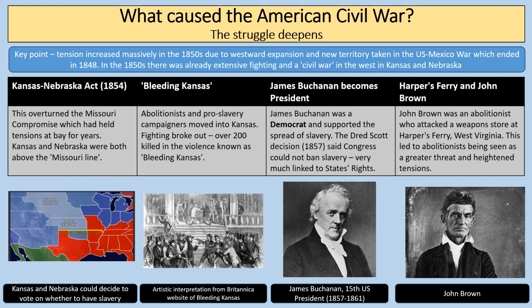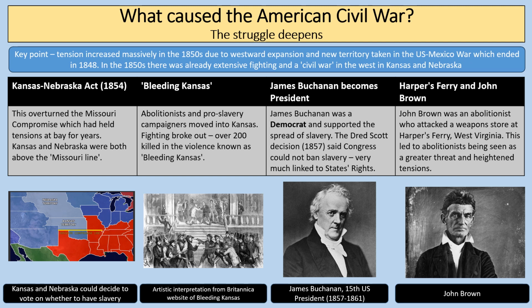In the 1850s, there was already extensive fighting and a civil war, really, in the West, particularly in Kansas, but also fighting in Nebraska. Now, the Kansas-Nebraska Act of 1854 is absolutely crucial for the causing of the American Civil War. This overturned the Missouri Compromise, which had held tension at bay for years. Kansas and Nebraska were both above the Missouri line, so the fact that these territories could even consider having slavery very much went against the Missouri Compromise. So it destroyed the Missouri Compromise, which had held the tensions over slavery at bay since 1820.